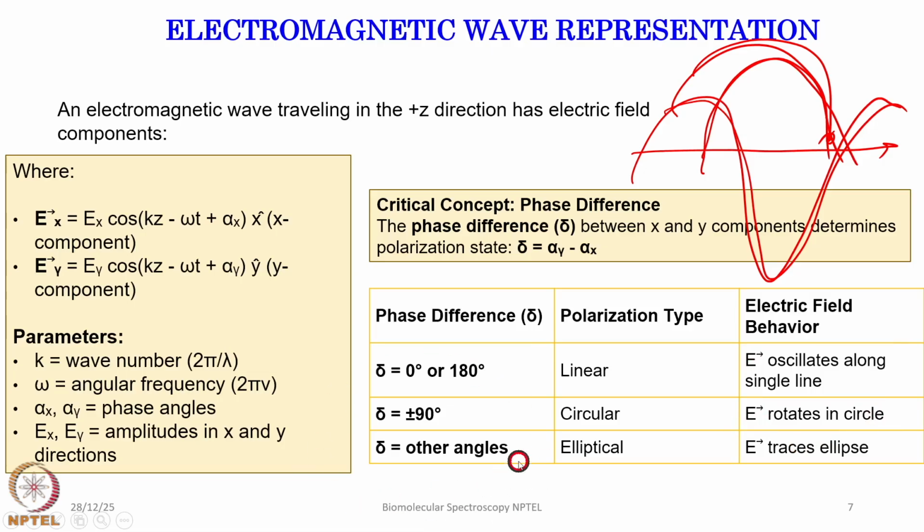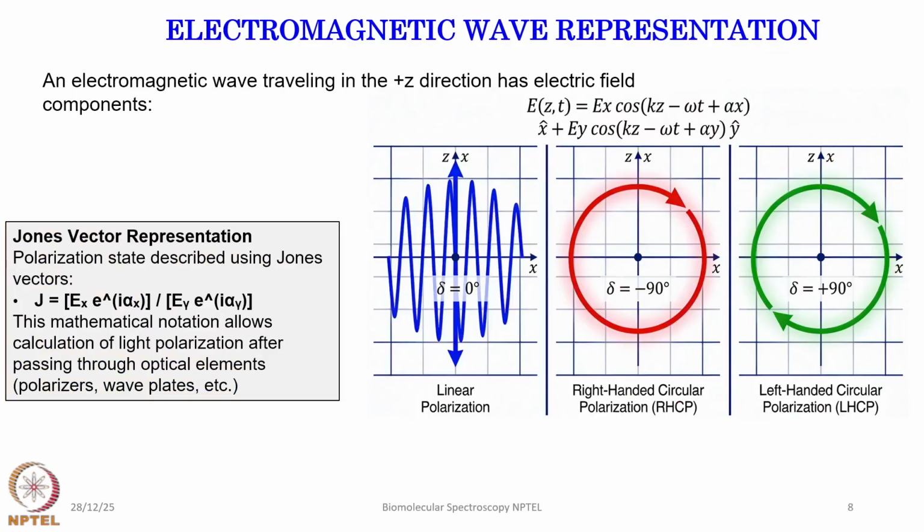And if this delta is any other angle, it is elliptically polarized light. So, suppose one has reached here and another is now starting from here. That means the two, E x and E y, are not going to be equal, and in that case it is elliptically polarized light, right. So, that is polarization.